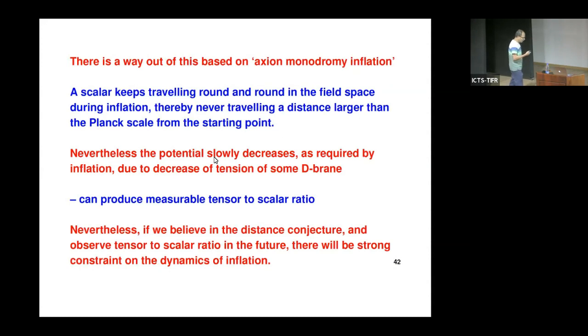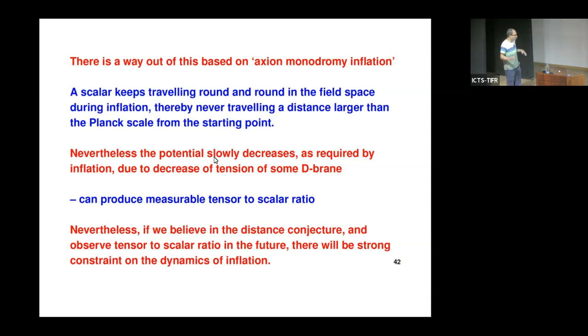The way out of this is what is known as axion monodromy inflation. In this picture, the scalar keeps traveling round and round in the field space. So it never travels farther than the Planck length in geodesic distance. However, the potential slowly decreases. And this is of course required by inflation, because as the scalar rolls, the potential should decrease. That decrease happens because the tension of some D-brane keeps decreasing as the scalar rolls round and round. And this can produce a measurable tensor to scalar ratio, even though the scalar never travels farther than the Planck scale from the original starting point.